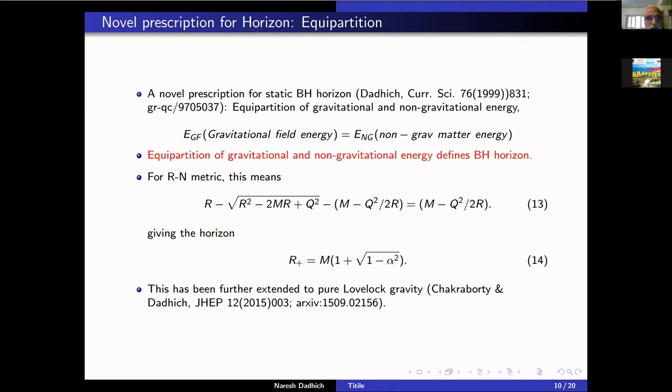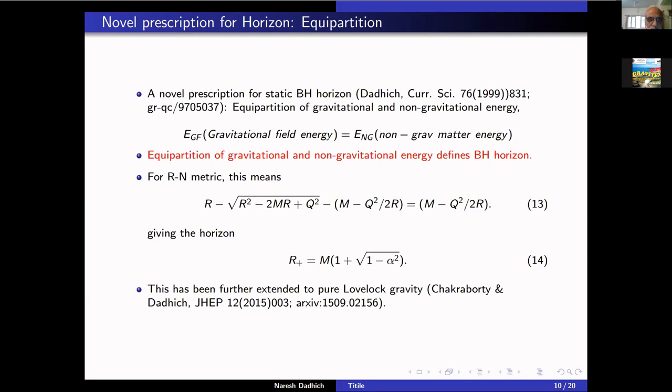Now, where do we first use this gravitational field energy? Let's consider: can we define the black hole horizon in terms of the gravitational field energy? It was long back that I proposed this: the horizon is defined when the gravitational field energy is equal to the non-gravitational matter energy. The equipartition between gravitational and non-gravitational field energy defines the black hole horizon.